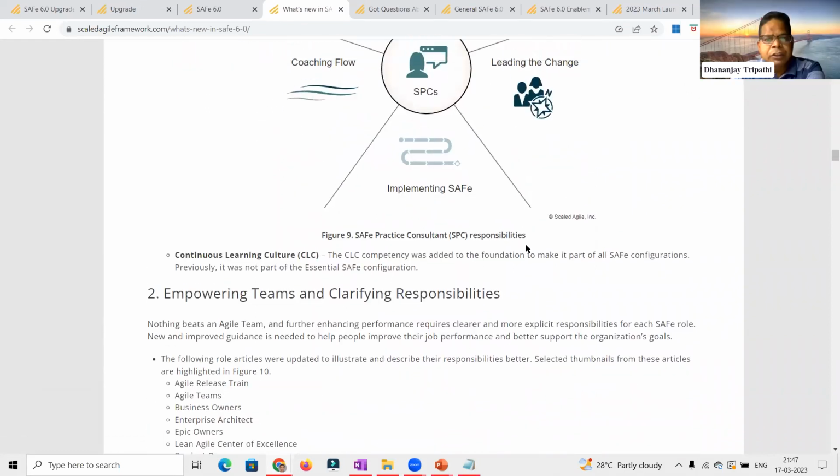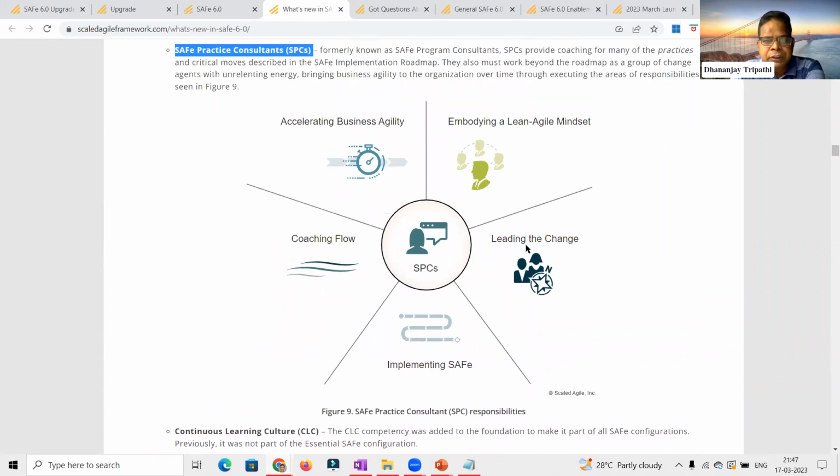Yes, Dhananjay. Satish, just to add here, why it is changed to practice consultant: the program word itself they have removed from 6.0. So wherever you had this program word, it has been removed. Even the PI name itself. Yeah. So anywhere you see program, now it's removed. That's why the SPC name is also practice consultant.